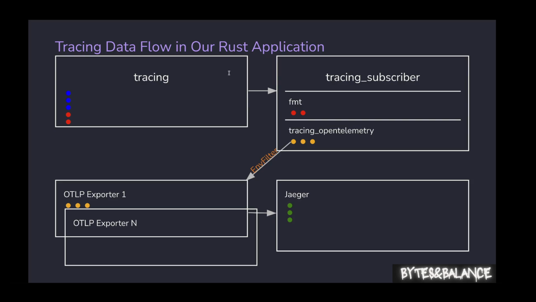How it works is, when our Rust application runs, the tracing macros generate trace events. These events flow through the tracing subscriber, where they're formatted and optionally filtered. The tracing OpenTelemetry layer then transforms the trace events into OpenTelemetry spans, which are sent to the OTLP exporters. Finally, the exporters deliver the traces to Jaeger, where we can visualize and gain insights into our application's behavior.